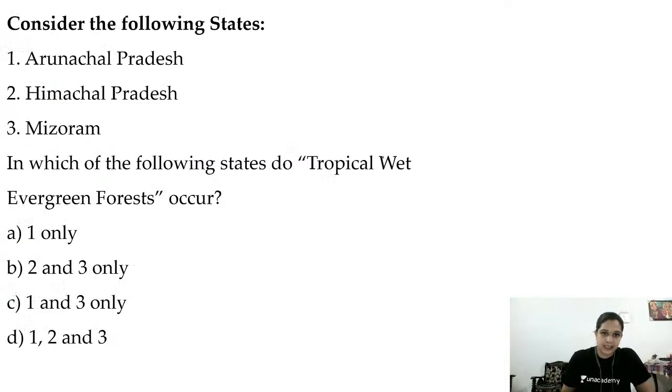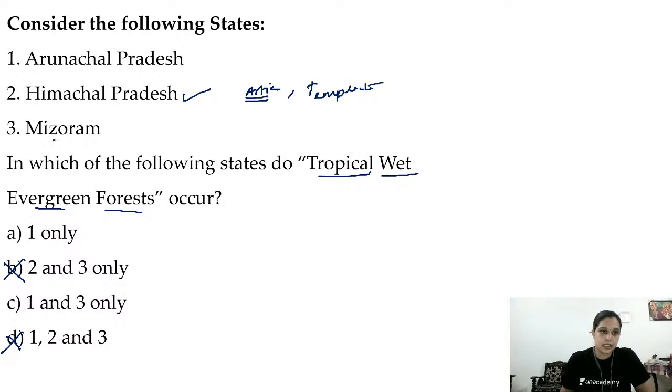Consider the following states. They are asking about tropical wet evergreen forest. Himachal Pradesh doesn't have tropical wet evergreen forest, because in Himachal Pradesh you either have Arctic tundra or taiga kind of climate, or temperate forest. You don't have tropical wet forest. So I eliminate option 2, which leaves 1 only, or 1 and 3 only. So the answer is Mizoram.